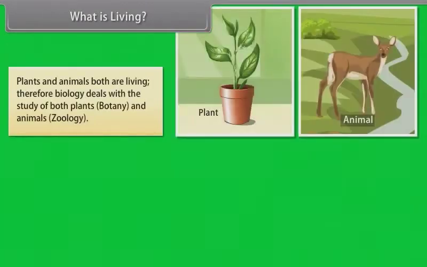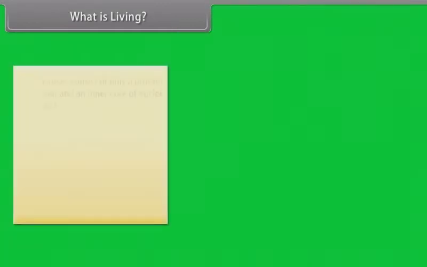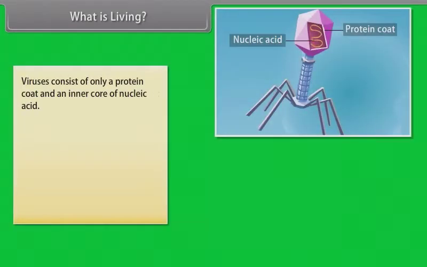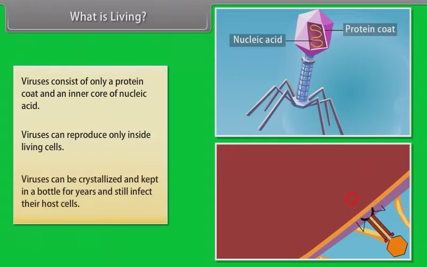Plants and animals both are living, therefore, biology deals with the study of both plants, botany, and animals, zoology. Virus is an intermittent link between living and non-living. Viruses consist of only a protein coat and an inner core of nucleic acid. Viruses can reproduce only inside living cells. Viruses can be crystallized and kept in a bottle for years and still infect their host cells.